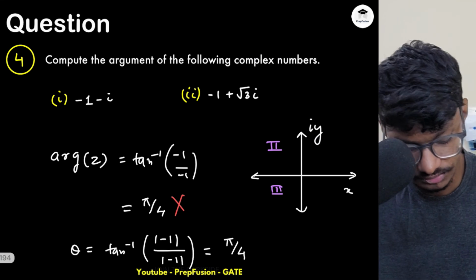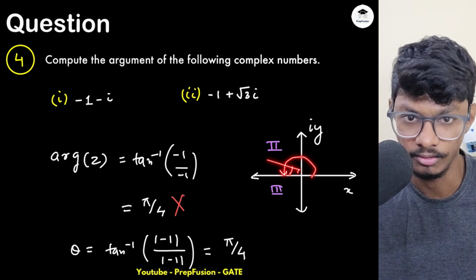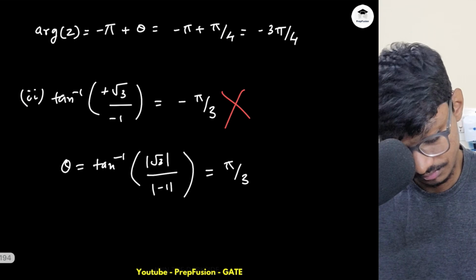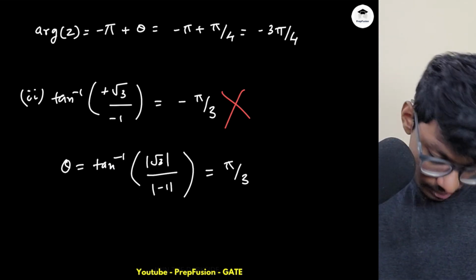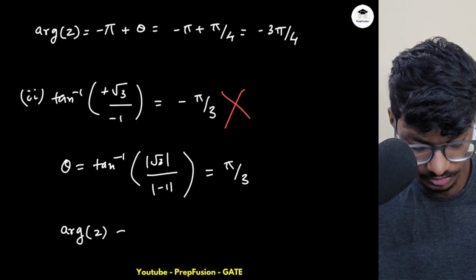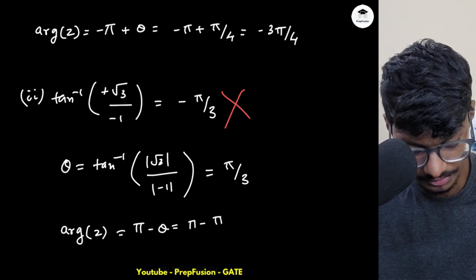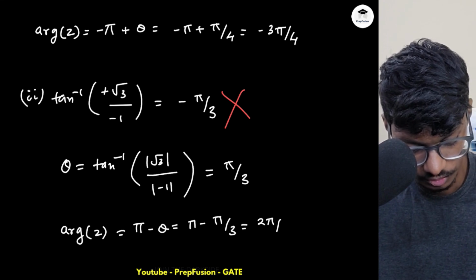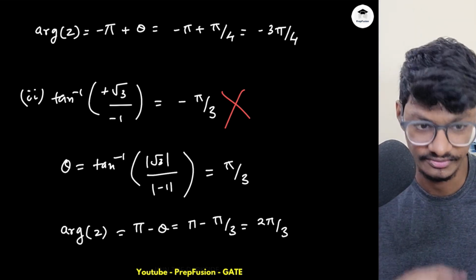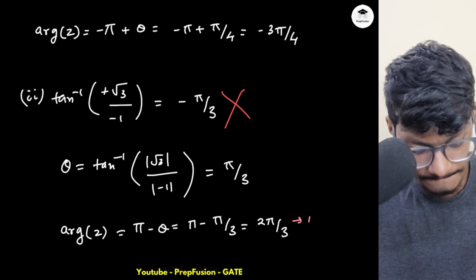And what will be this value? If I move total pi and subtract theta, I will get my angle with respect to the positive x-axis in the anti-clockwise direction. So my argument of z will be pi minus theta, pi minus pi by 3, which is 2 pi by 3. Okay, you have to be careful about this: this is not the argument, this is the principal argument. If I add 2 pi to it, I can get another argument, right?